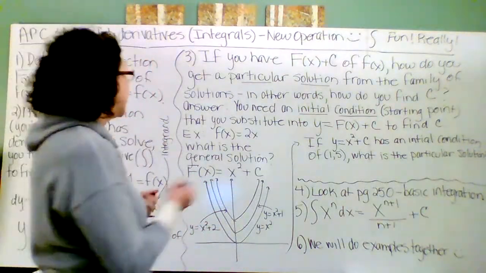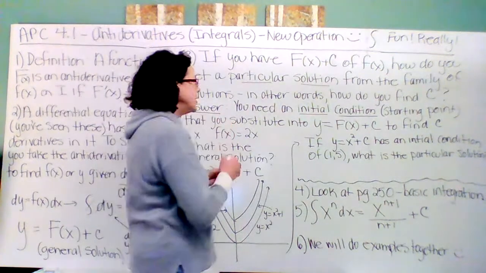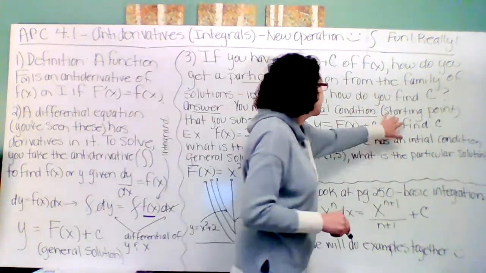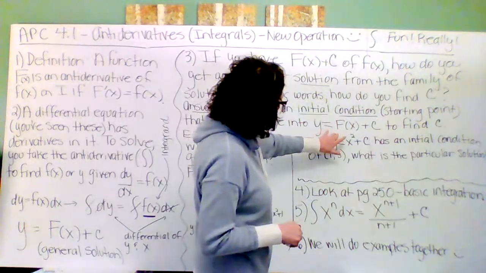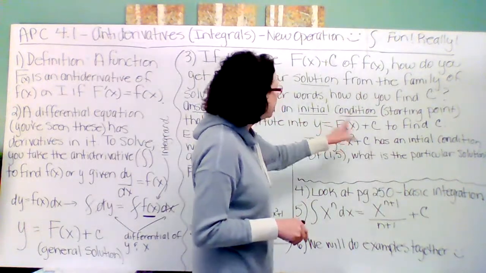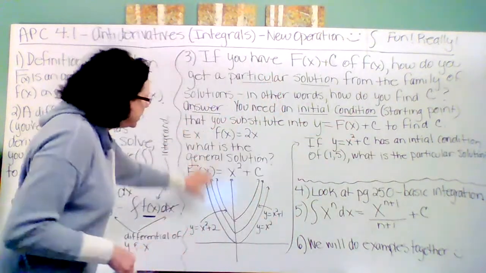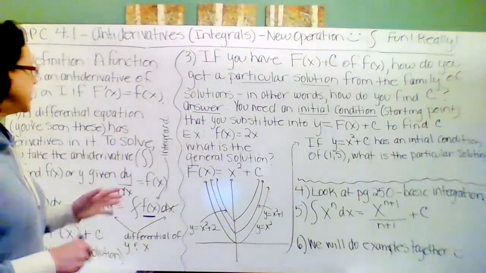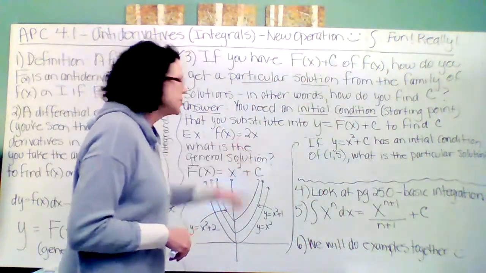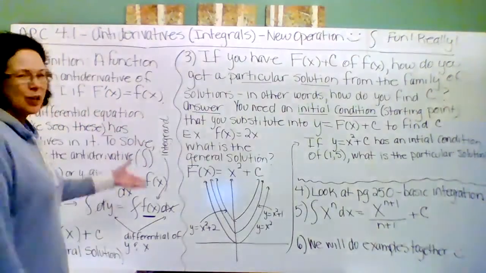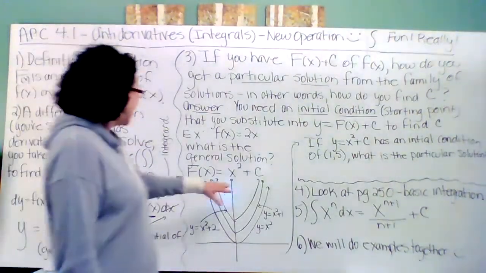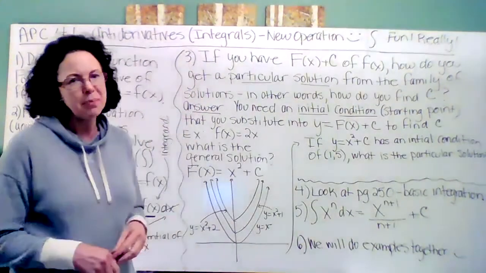Here's your answer. You need an initial condition, a starting point, that you substitute into y equals capital F of x plus C to find the C. Okay, so here's our example. Let's say you have a function f of x equals 2x. We keep using this over and over, right? What is the general solution? Now, I wrote it myself here because we've done this a couple times.